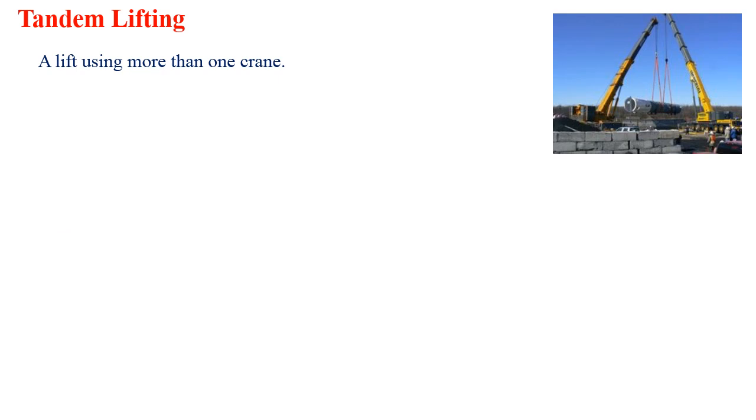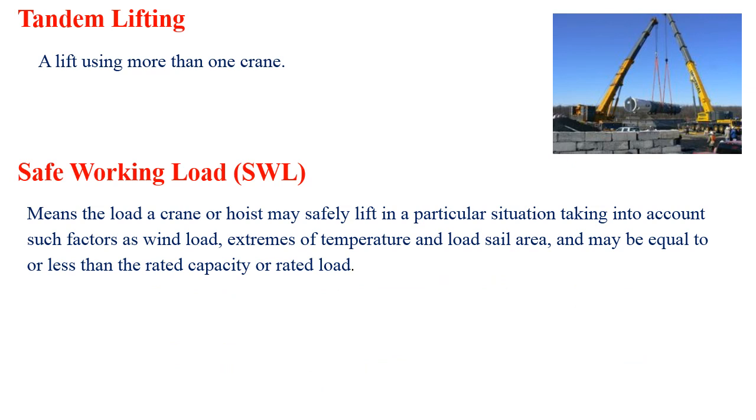Tandem lifting. The definition of tandem lifting is when you are using more than one crane to lift heavy loads. Safe working load, SWL, means the load a crane or hoist may safely lift in a particular situation, taking into account such factors as wind load, extremes of temperature and load sail area, and may be equal to or less than the rated capacity or rated load.